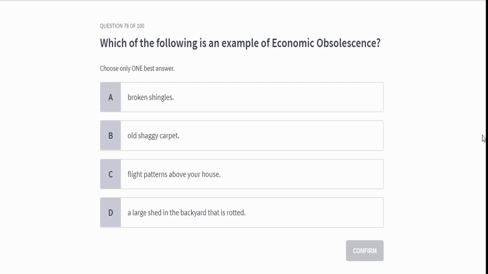All right, question 78. Which of the following is an example of economic obsolescence? So choose the best answer here, guys. There's 4 options: A, broken shingles; B, old shaggy carpet; C, flight patterns above your house; or D, a large shed in the backyard that is rotted. So here's some time to think this one over, starting now.